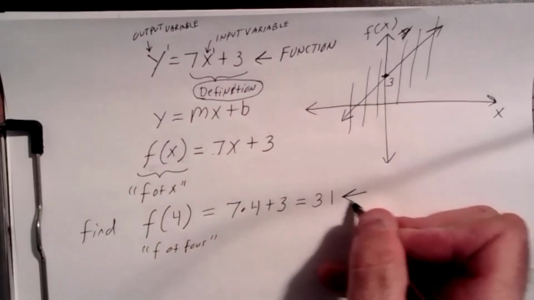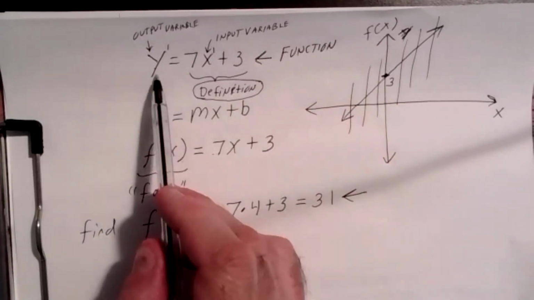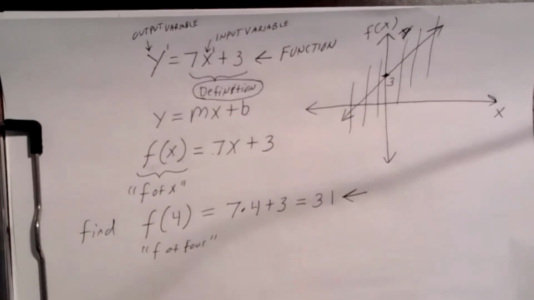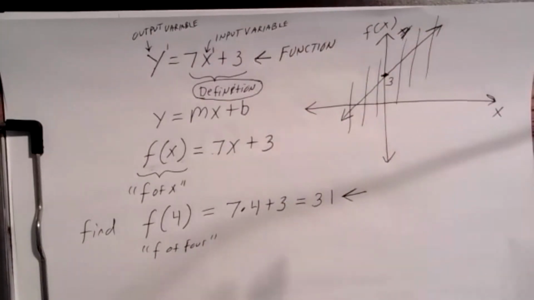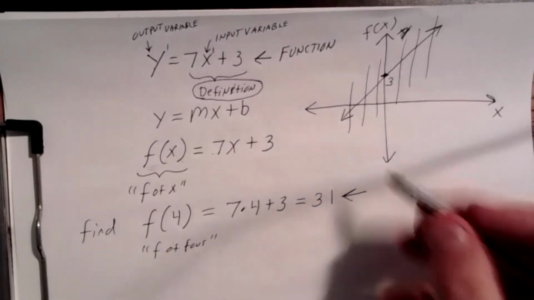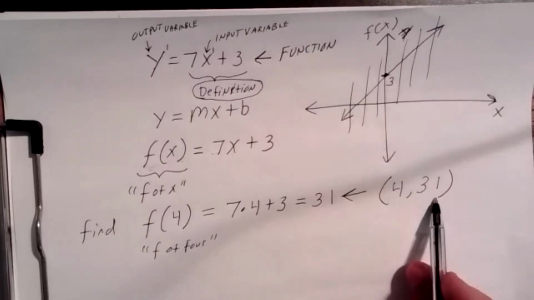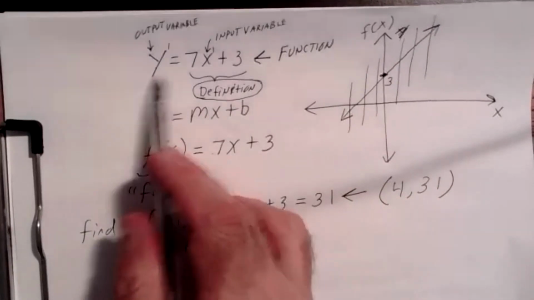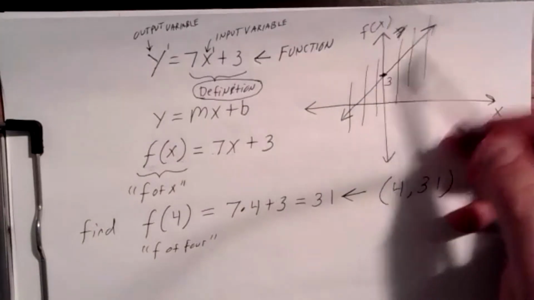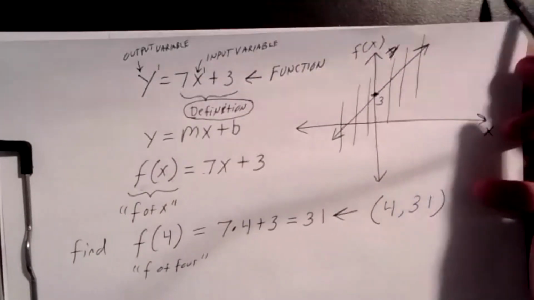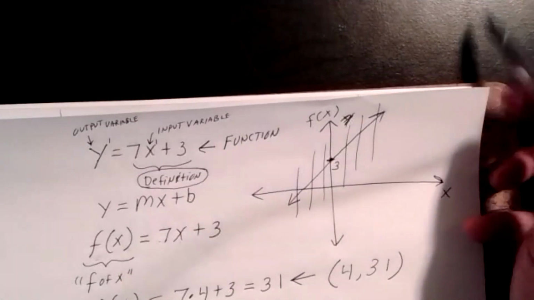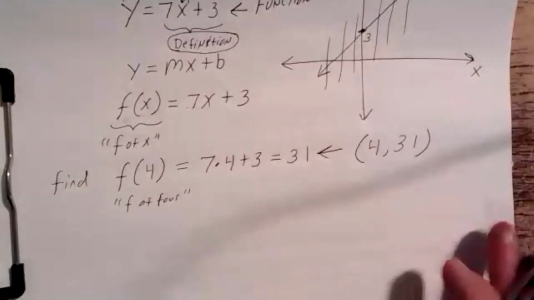What ordered pair, ladies and gentlemen, have I generated that's a solution to this function, or would have to lie on this graph? What's my x coordinate? What's my y coordinate? 4 and 31. 4 is the x coordinate, and the y coordinate is 31. (4, 31) would be a solution to this function, and we would expect it to be a point on this graph. You'd have to go way up on the y-axis, way up here, okay, on the graph.